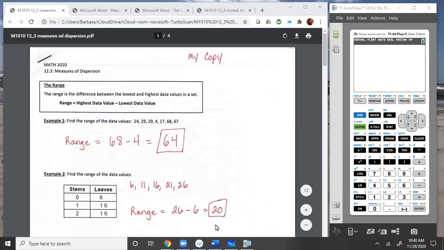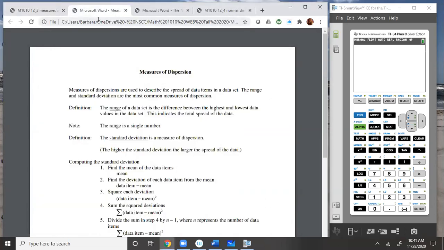In this video, we talk about 12.3. We will learn how to find measures of dispersion, including range and standard deviation. I'm going to start with the terminology here in measures of dispersion. These are used to describe the spread of the data items in a data set. The range and standard deviation are the most common measures of dispersion.